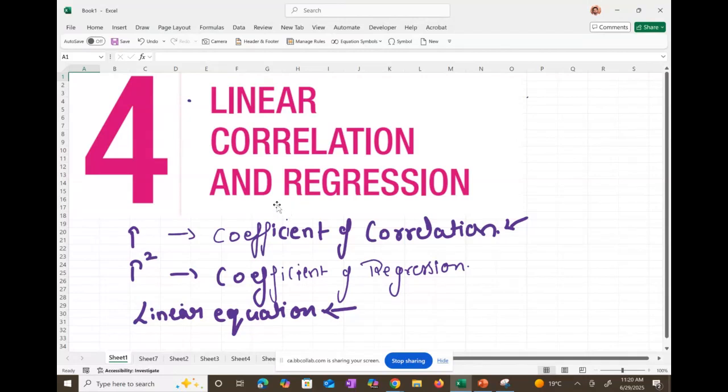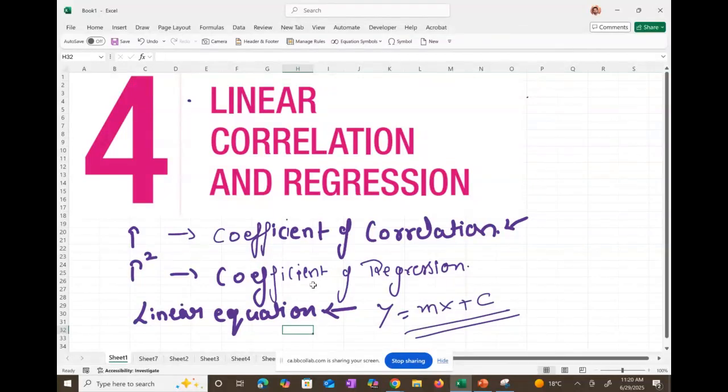All right, now let's talk about linear correlation and regression. In this chapter we're going to learn three things. One is the R, second is R square, and the third one is the linear equation. R is called the coefficient of correlation, R square is called the coefficient of regression, and the third thing we're going to learn about is the linear equation y equal to mx plus c. Y equal to mx plus c, that's the equation. Sometimes people write it as mx plus b also, which means one and the same thing.